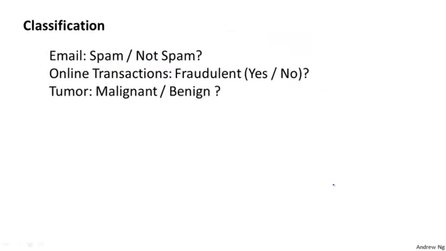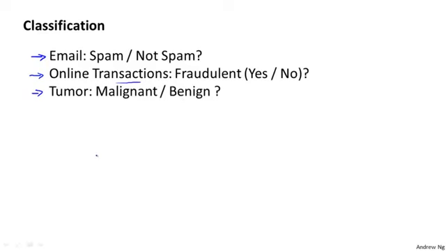Here are some examples of classification problems. Earlier we talked about email spam classification as an example of a classification problem. Another example would be classifying online transactions. If you have a website that sells stuff and you want to know if a particular transaction is fraudulent or not, whether someone is using a stolen credit card or has stolen the user's password, that's another classification problem. And earlier we also talked about the example of classifying tumors as cancerous, malignant, or as benign tumors.